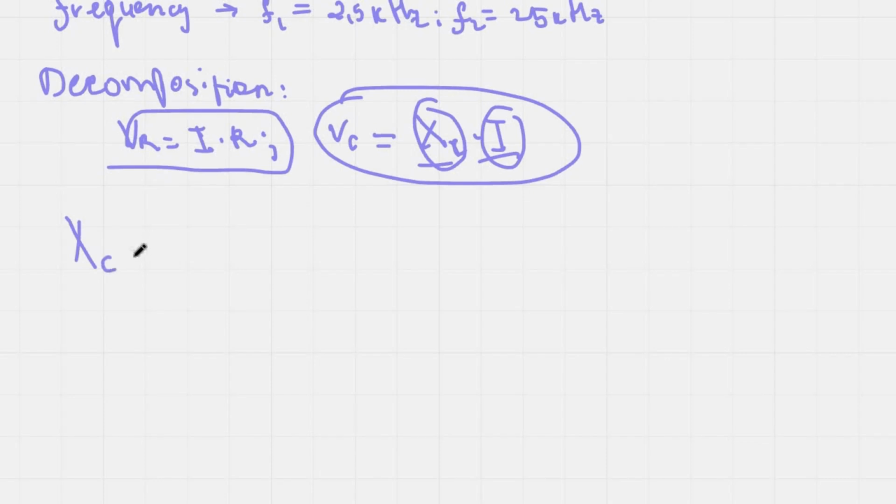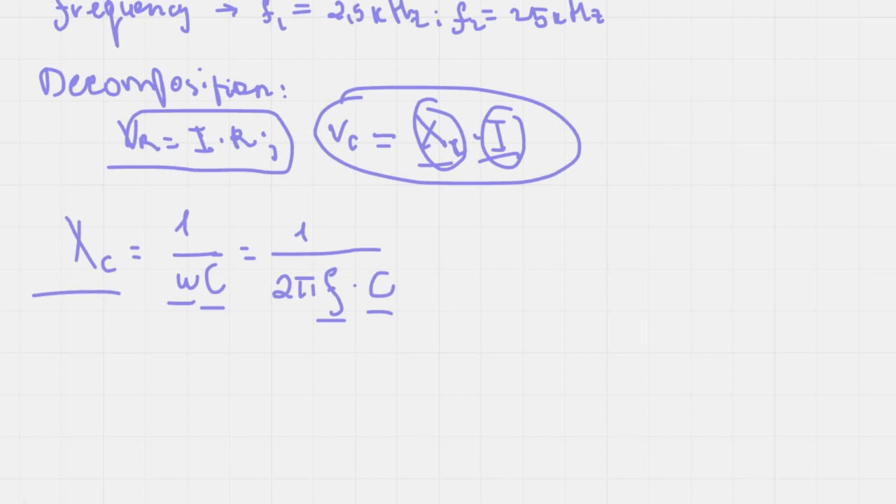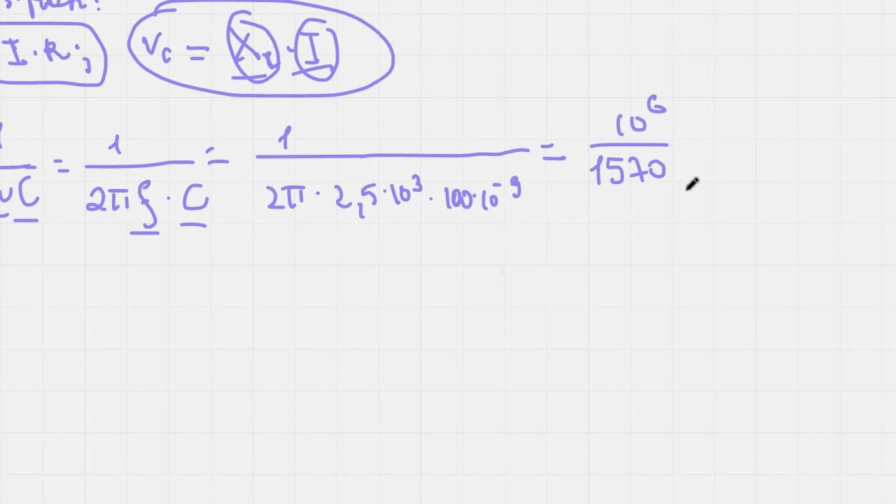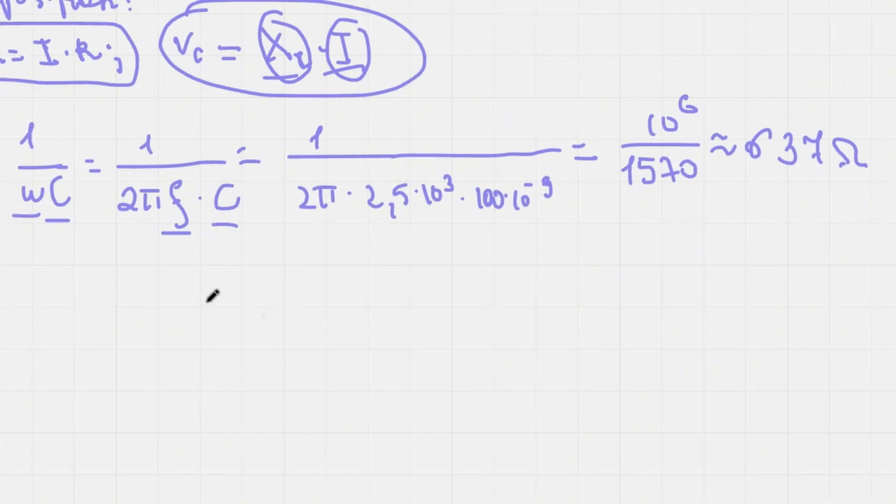The formula to find capacitive reactance is 1 divided by omega C. We know the capacitance, but we don't know omega, but we know the formula, which is 2 pi multiplied by frequency. So we know the frequency, we know the capacitance, then we just put the numbers in and calculate the capacitive reactance. So let's calculate it. It will be 637 ohms.